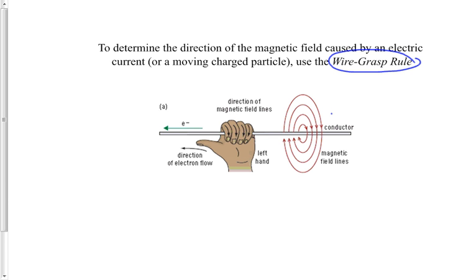The wire grasp rule goes like this. You're going to take your hand. If it's negative particles, like electrons, it's going to be your left hand. If it's positive particles, like alpha particles or protons, you're going to use your right hand. So take your left hand, usually, and clench it up like this. Stick your thumb in whatever direction the current is moving. So whatever direction the charges are flowing.